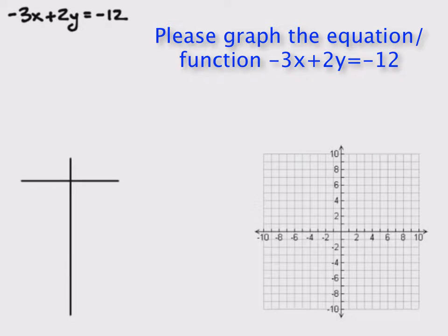All right, let's graph all the solutions to negative 3x plus 2y equals negative 12. Or equivalently, let's plot all the input-output pairs that make the rule negative 3x plus 2y equals negative 12 true. First things first, let's put this into y equals form, or into output equals form.